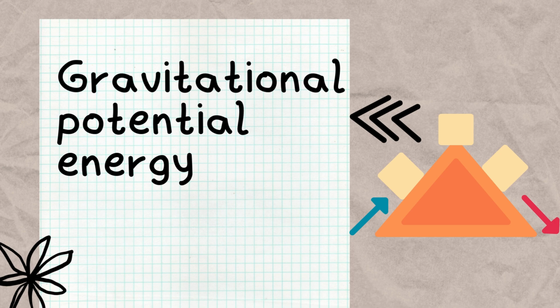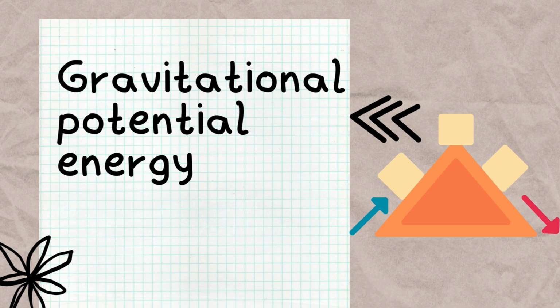This is the potential energy that is stored in an object due to its position, its height from the ground. Okay, and it is called gravitational potential energy because the objects are raised up against the gravitational force which pulls all objects toward the Earth's surface.